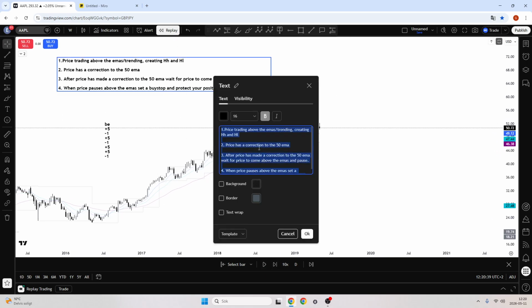You could actually say it like this: if price flushes, or if price comes under the 50 MA in an aggressive way, wait for new structure to build up.